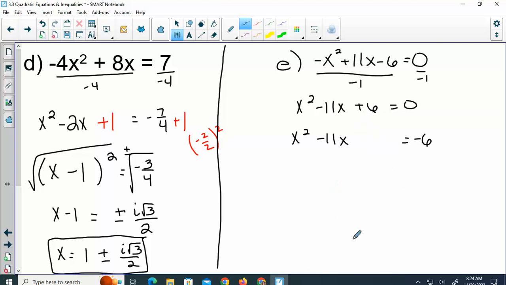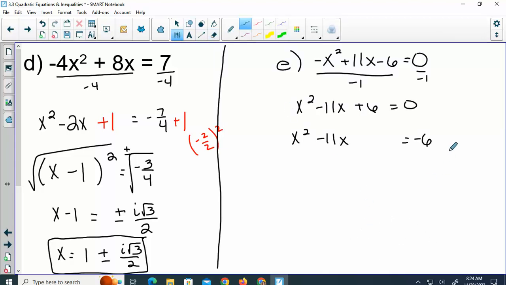If you have one that would have factored nicely and you do complete the square, at the end you'll have something like 5 plus or minus 2. And you could go ahead and simplify it. 5 plus 2 and 5 minus 2. So you'll get the same answer at the end.